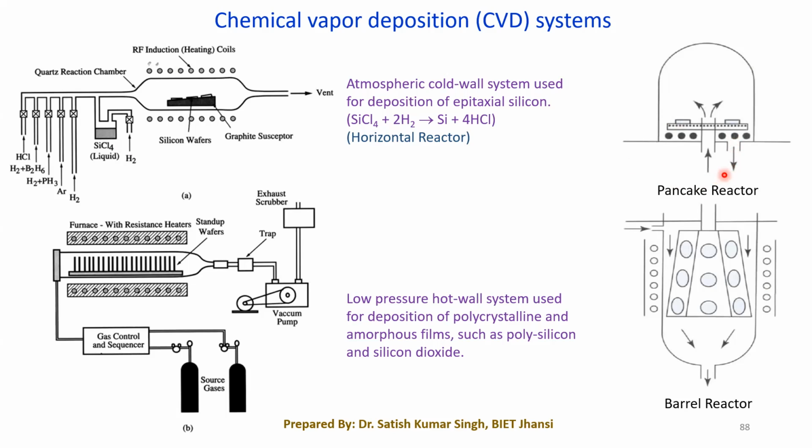Similarly, this is called the pancake reactor, and then we also have the barrel reactor. These are the most commercially used, and in the barrel reactor we use the radiant heating mechanism rather than RF induction heating or resistance heating. So these different types of arrangements can be used for our epitaxial layer growth.